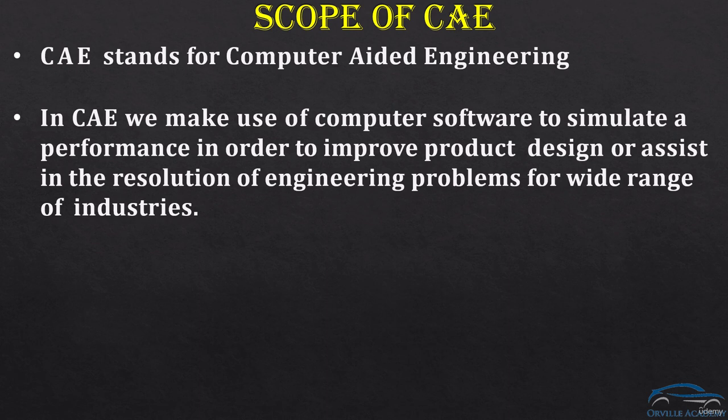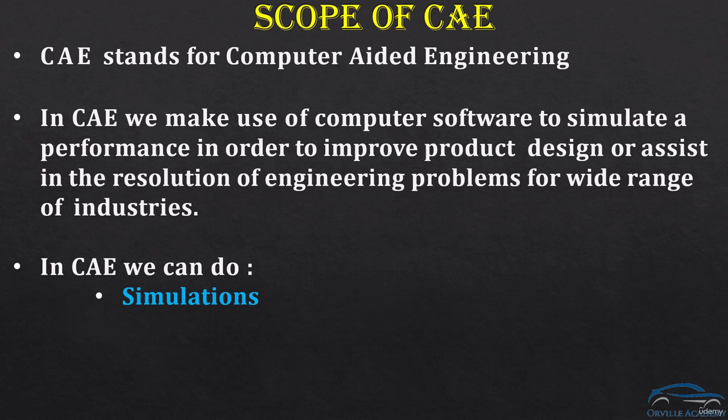And the last term here is the wide range of industries. Now close your eyes for a moment and imagine any industry, be it automotive, aerospace, medical, transportation, any industry that you can imagine. We can implement CAE tools in that industry. So I hope you got the scope of CAE. In CAE, we can do multiple things, such as simulation that we have just discussed. With simulation, we try to mimic the physical behavior using the loading and boundary conditions.